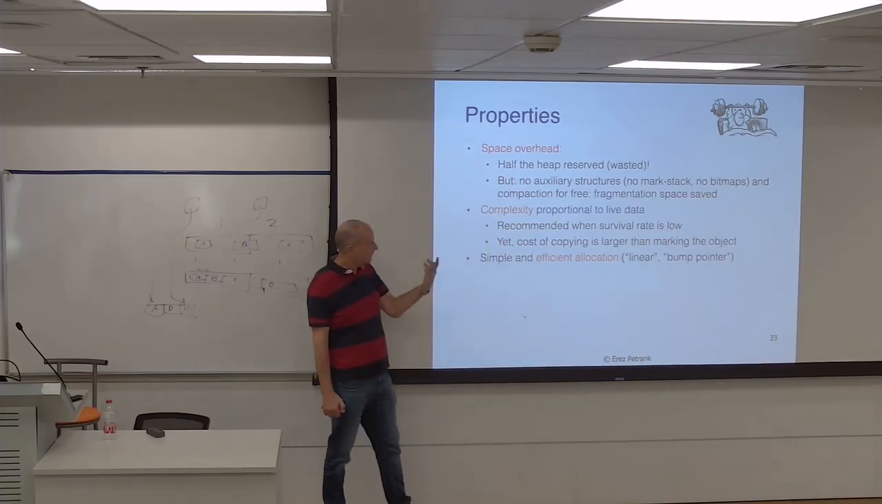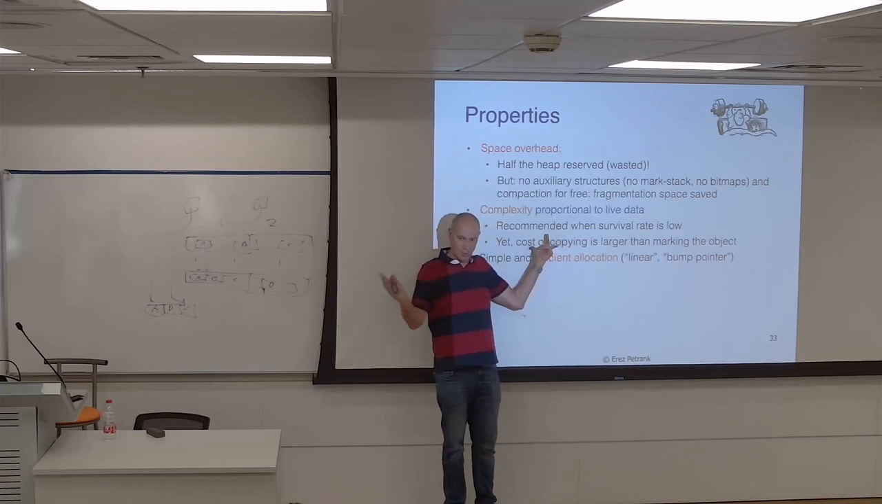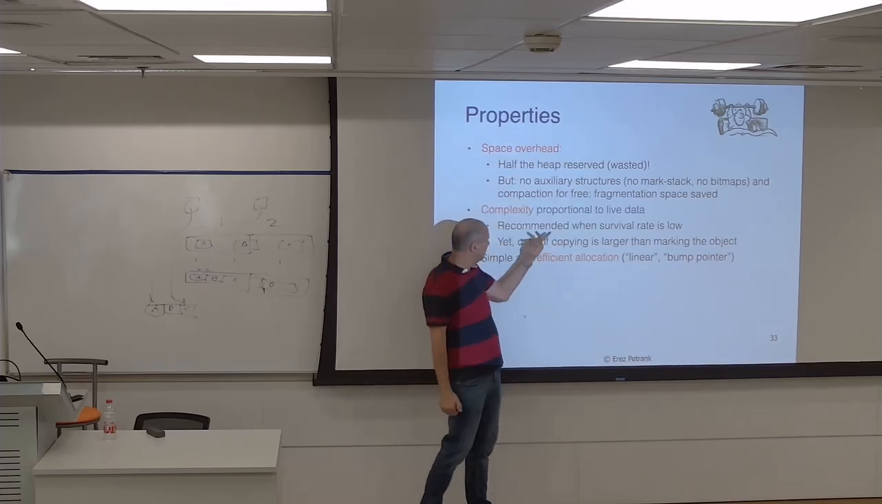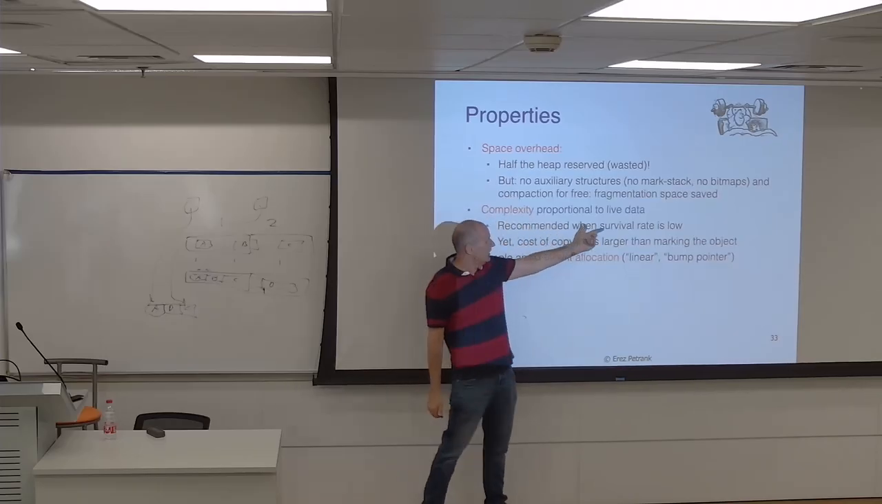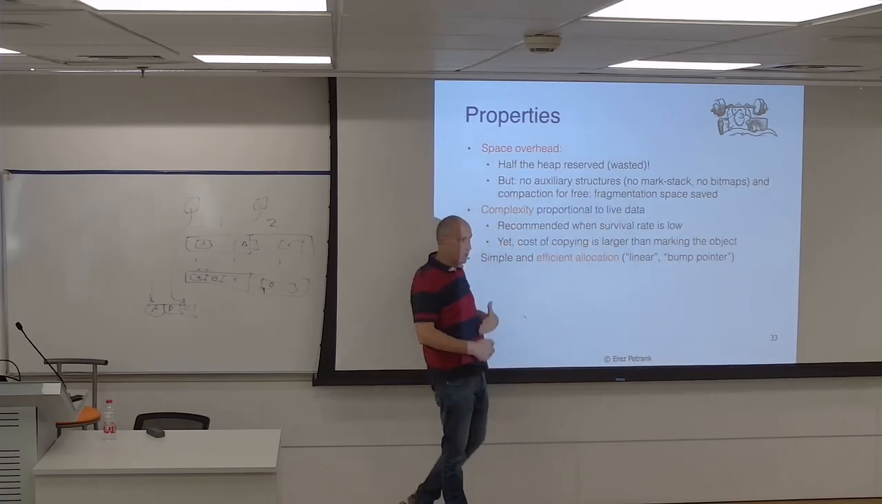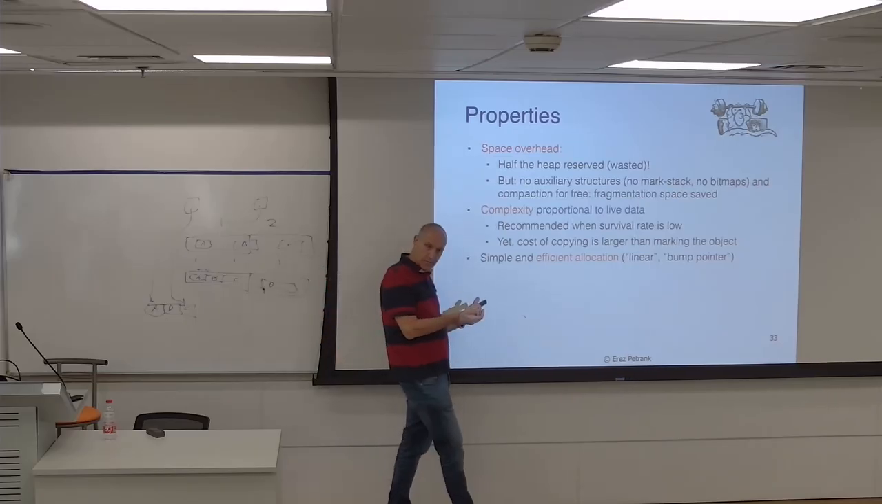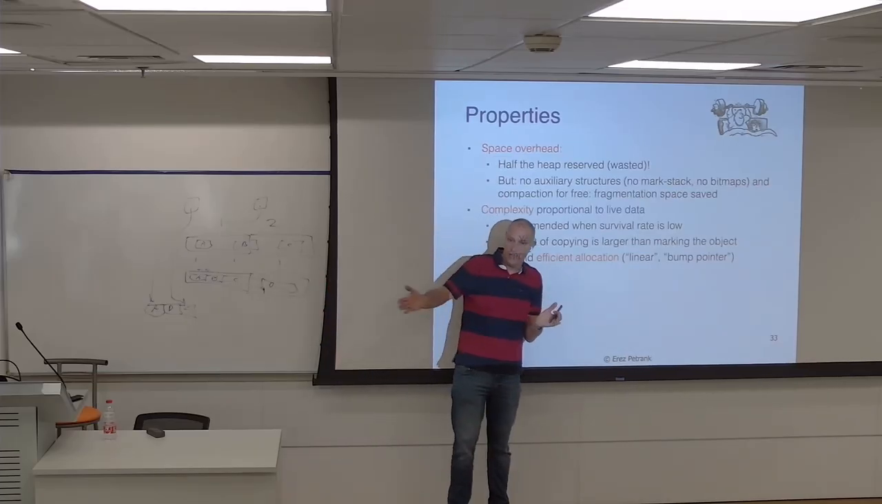Now, in general, if I compare marking to copying, of course, marking is cheaper. You don't need to copy an object. But here you just touch the live data. So if there is not much live data, then copying is not going to be so expensive. And mark and sweep needs to do sweep over the entire heap.